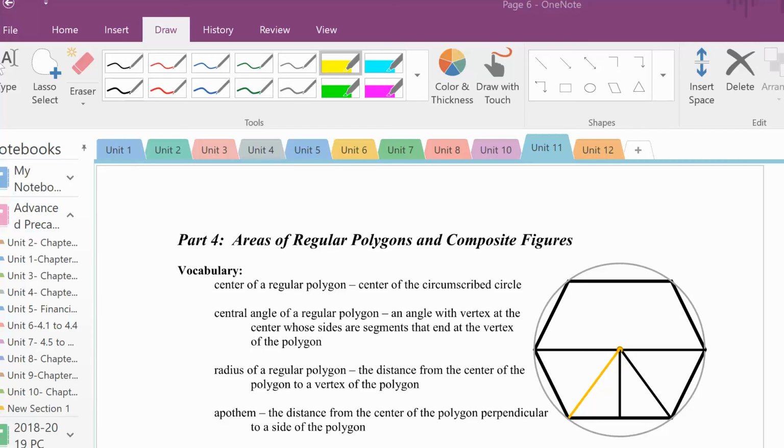Welcome to tonight's video on Unit 11 Part 4. We're going to be talking about how to find the area of regular polygons and composite figures.